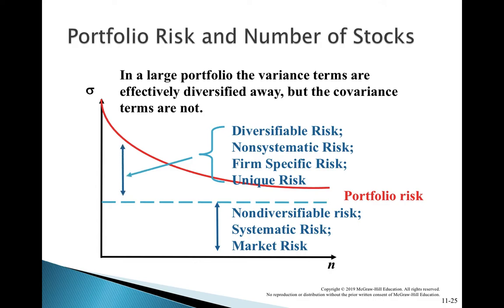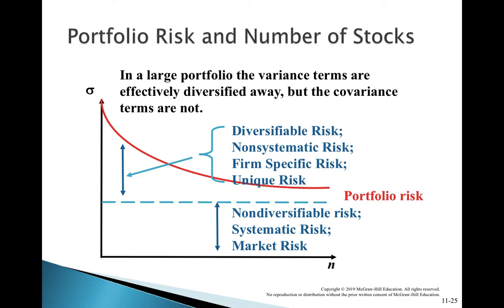In a large portfolio, normally, if you have 50 stocks, for example, a large portfolio of assets, then what happens? The diversifiable risk or non-systematic risk or firm-specific risk, unique risk, all these are the names used for non-systematic risk. Diversifiable, non-systematic, firm-specific, unique risk. This can be minimized.